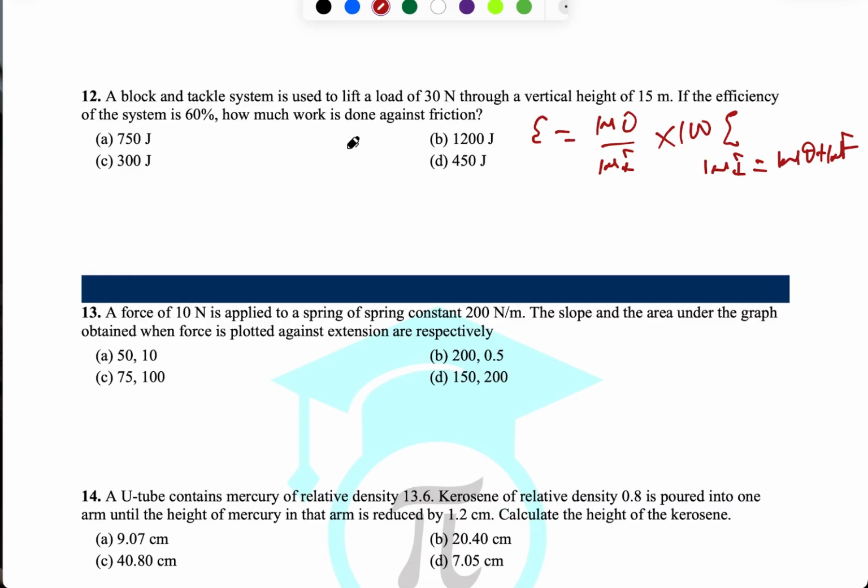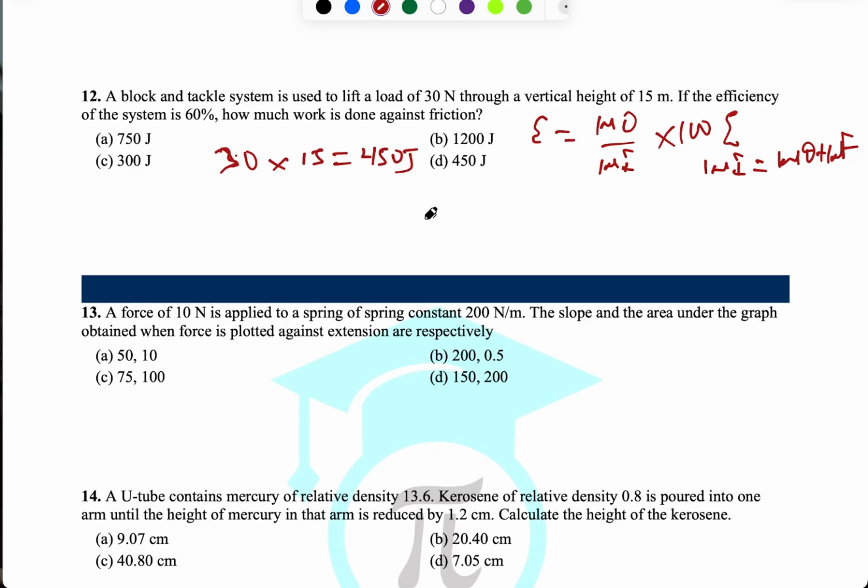So here we can easily get the work output because work is force times distance. And we've been given the load here. The load that they did work against was 30 newtons. So work done against gravity is that times the vertical height, the distance moved against gravity. That's 15. So if you do that very well, that will be 450 joules. This is our work output.